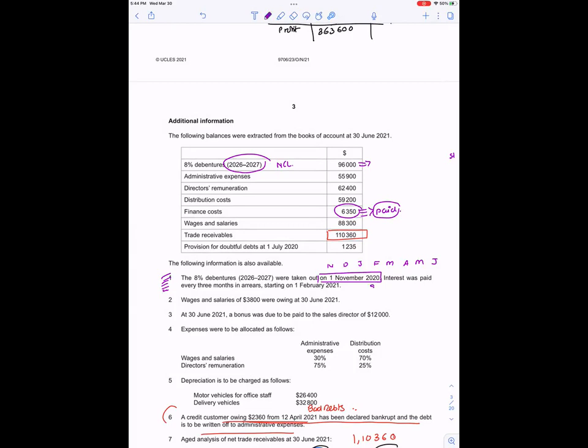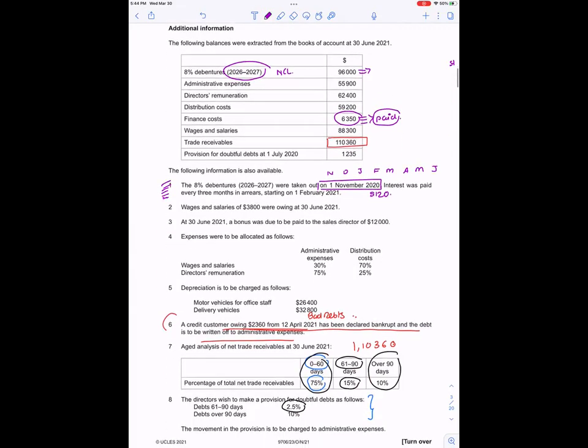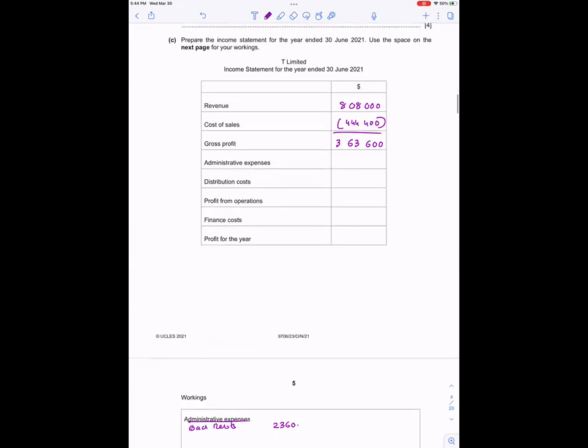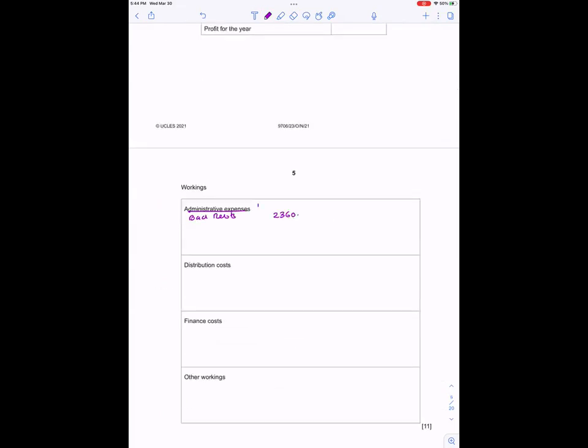I'm getting 5120. Let's go ahead. There are administrative expenses, how much? 55,900. So this I will write in my working note. The balance is 55,900 of administrative expenses.